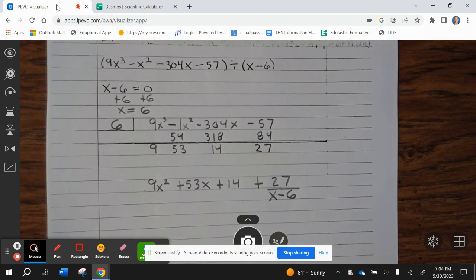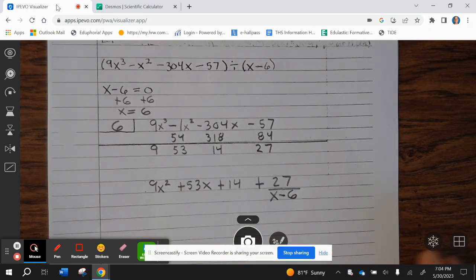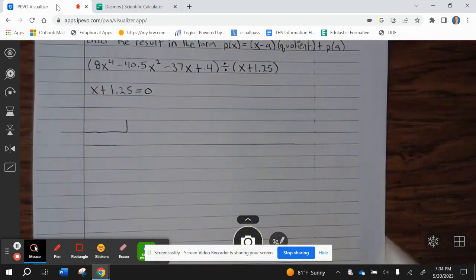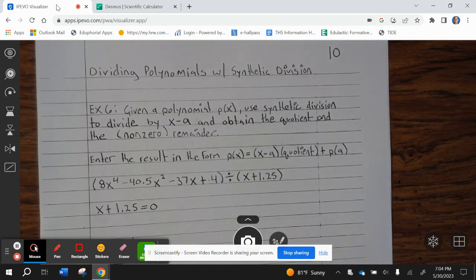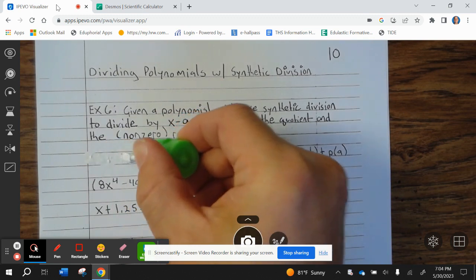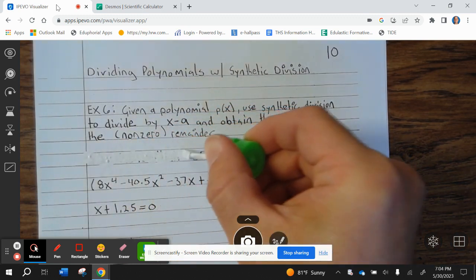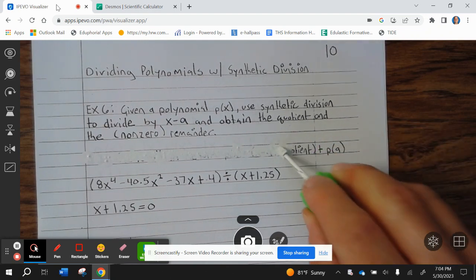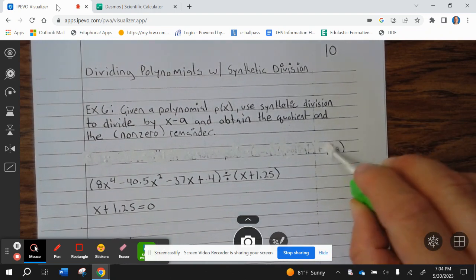Okay, go ahead and finish up example 5. All right, example 6. Given a polynomial p of x, use synthetic division, divide by x minus a, and obtain the quotient and the non-zero remainder. And again, if you have white out, go ahead and just white this out, or if you have it, just pencil mark it out. We're not going to put the answer in that form.